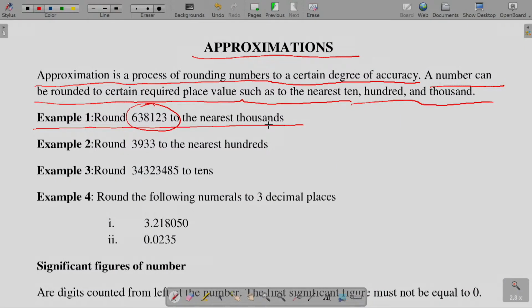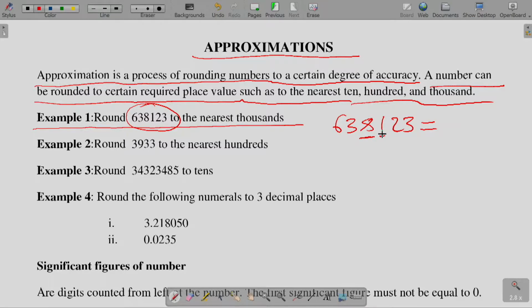For example, we are required to round this number to the nearest 1000. How can we round this number to the place value of 1000? The number we have is 638123. We are required to round it to the nearest 1000. First, let's find the place value for 1000. The place value for 1000 is this one.